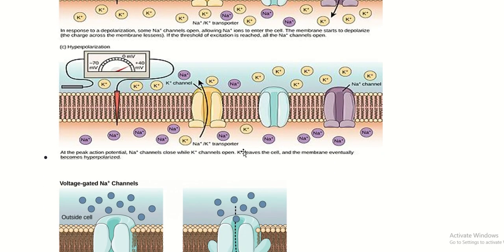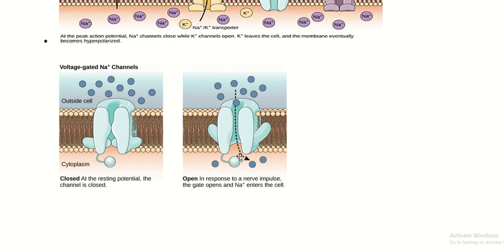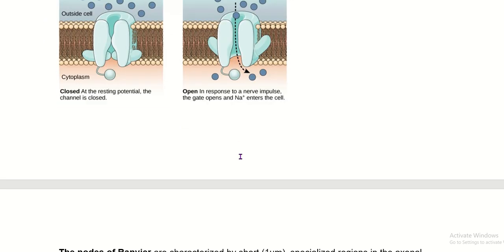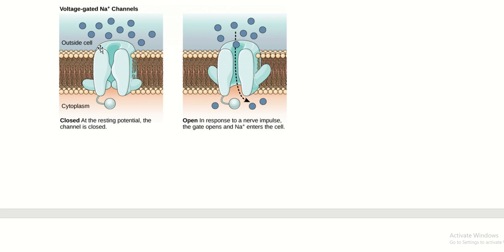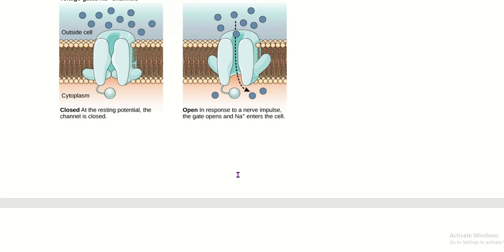During repolarization or hyperpolarization, what happened? The sodium channel is stopped, the potassium channel is open, so potassium goes outside the cell and creates negativity within the cell. So in a resting cell, the sodium channel is closed and the neuron is inactive. In an active neuron, the sodium channel is open and sodium enters the cell.